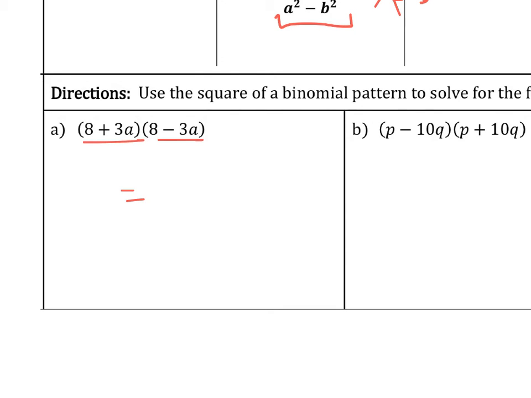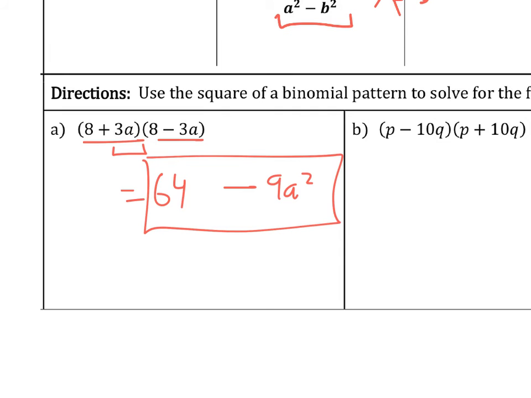Same thing, just plus and minus. Square the 8, you get 64. Square 3a, 3a times 3a is 9a squared. And it's going to be a minus. So this is our a and our b, a squared minus b squared.